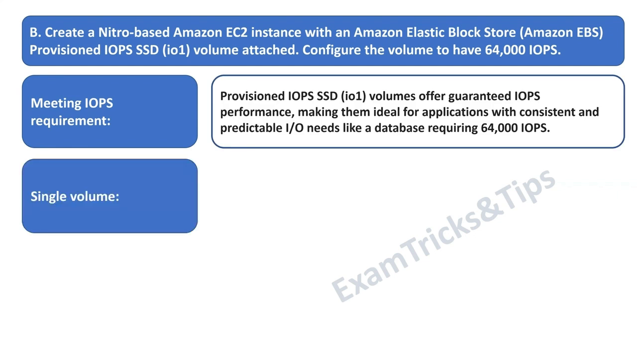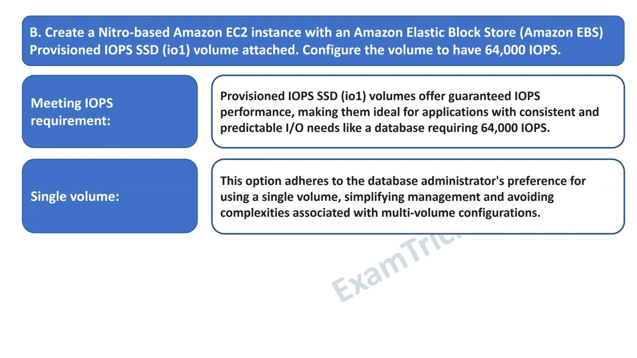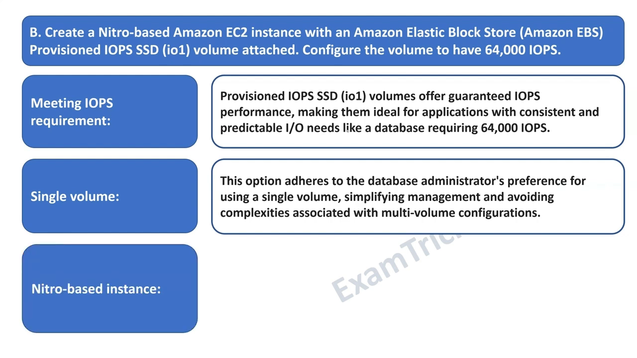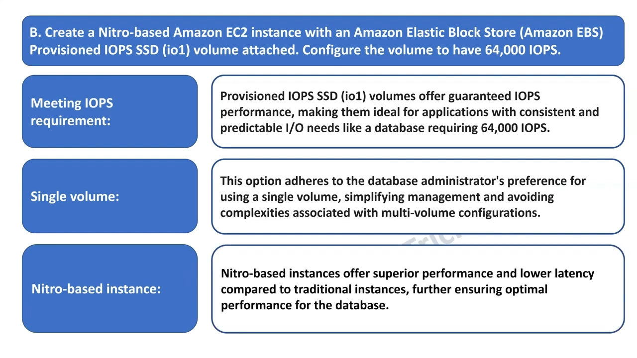Single volume, we are not fiddling with multiple volumes here. Option D suggested that. So obviously it's a simple solution. We are not creating any more complexity by trying to put multiple volumes together to satisfy the IOPS requirement. And the final one is the Nitro-based instance. The Nitro-based instance offers superior performance and lower latency as compared to traditional instances. To be honest, even if this was not a Nitro-based instance, this one has already ticked the box and is a better option than everything else that was there from a 64K IOPS perspective. So that's it on this question. Let's move on to the next question.